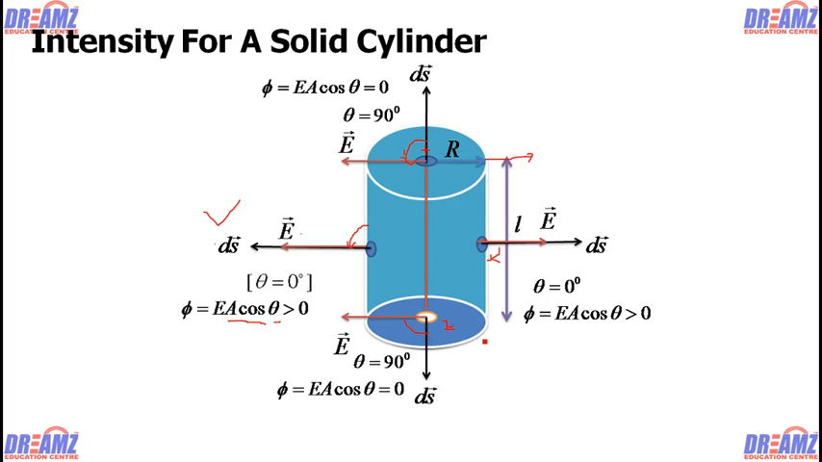So for the calculation of the flux, whenever we have to put down the value of the area, this area will only be 2 pi RL. And we know that 2 pi RL is not the total surface area of the cylinder, but it is the lateral surface area of the cylinder.